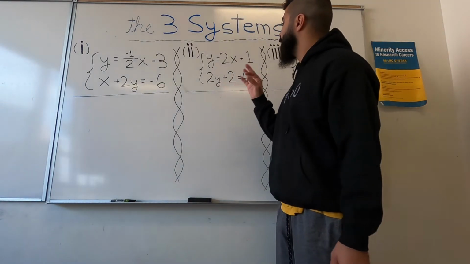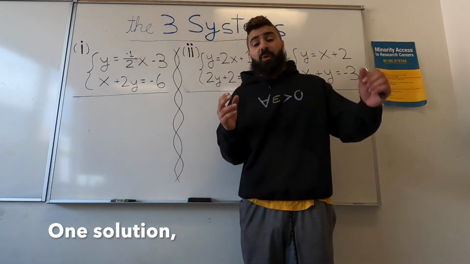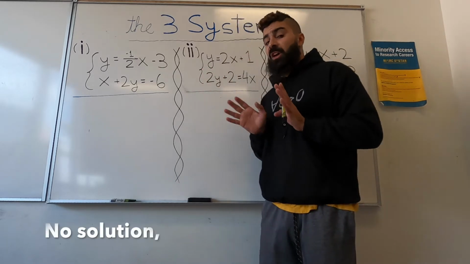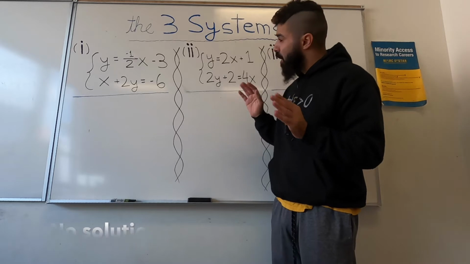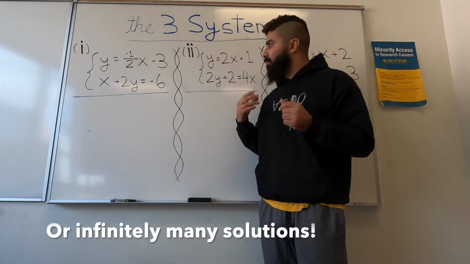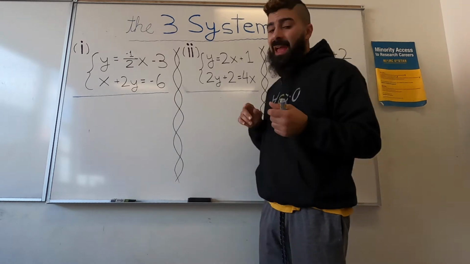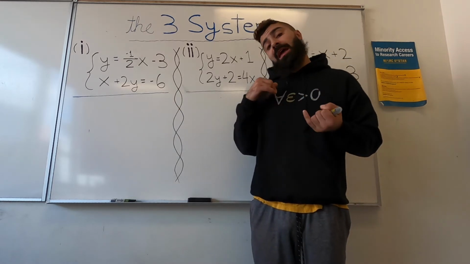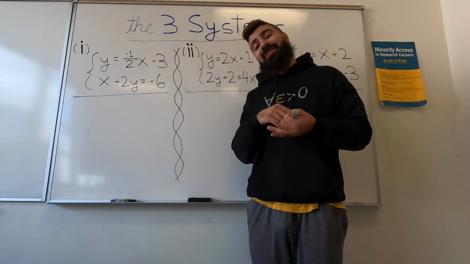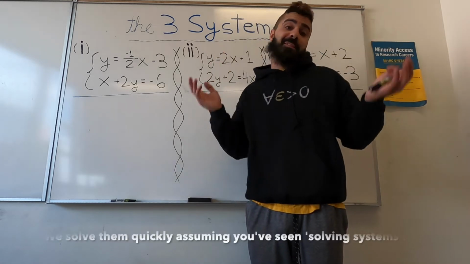Today we're going to be talking about the three different types of systems of equations you can have. I'm not really going to be talking about how to solve them. I'm actually going to be solving them rather quickly, and then I'm more or less going to be showing you the three different outcomes you could have. You're either going to have one solution, or no solution, or infinitely many solutions. That means everything's a solution.